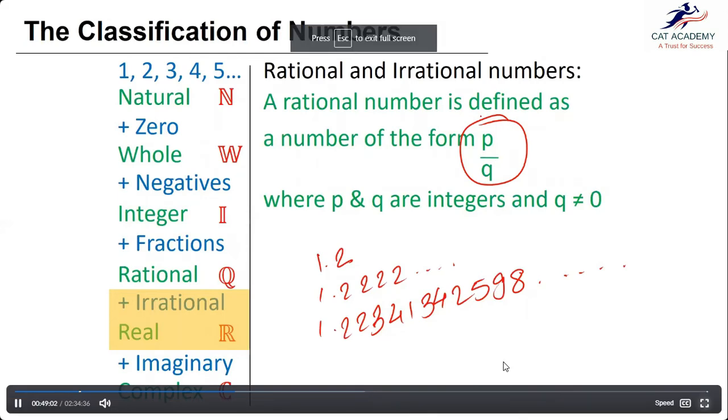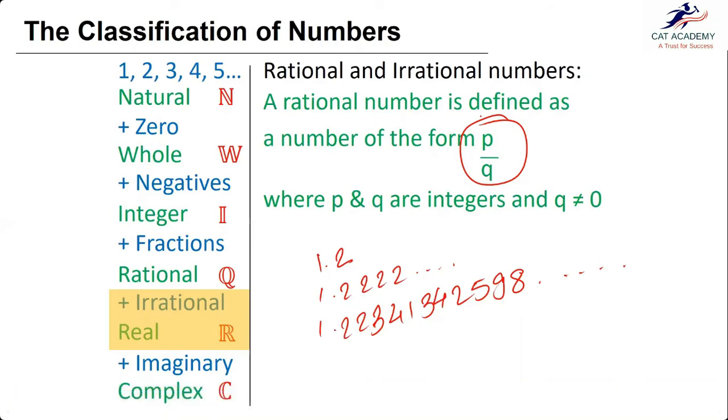So can you tell me how can I write it in P by Q form? So first one is very simple, 12 by 10 or 6 by 5. Yes. What about second one? This one is critical. Yes, Vaibhav, that is correct.